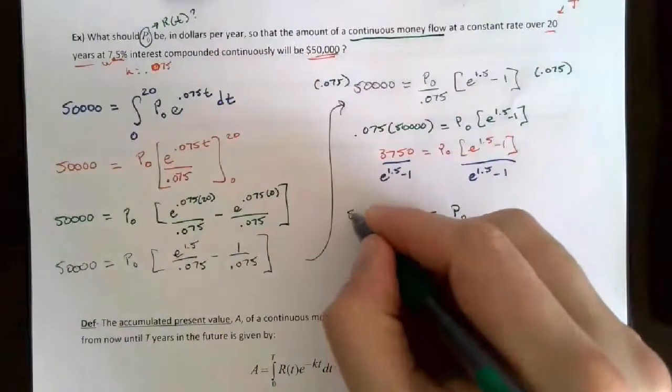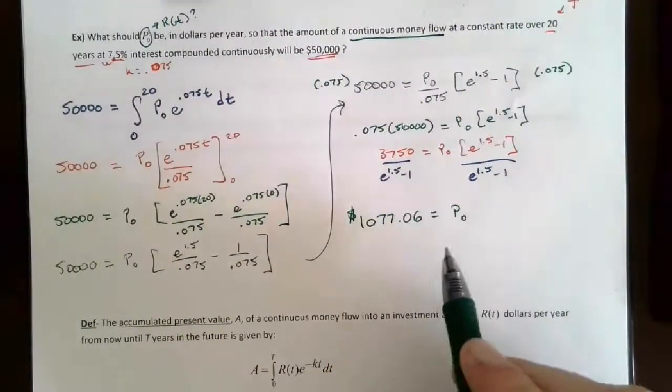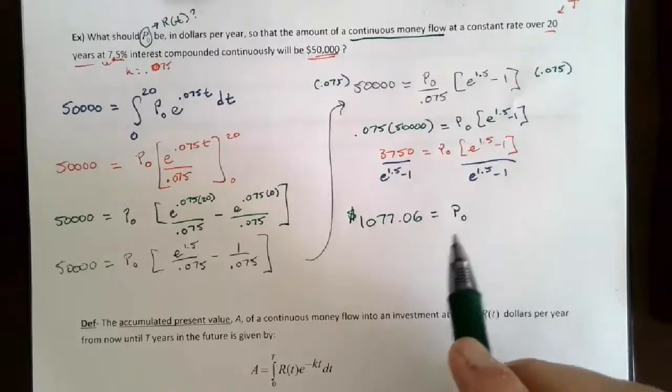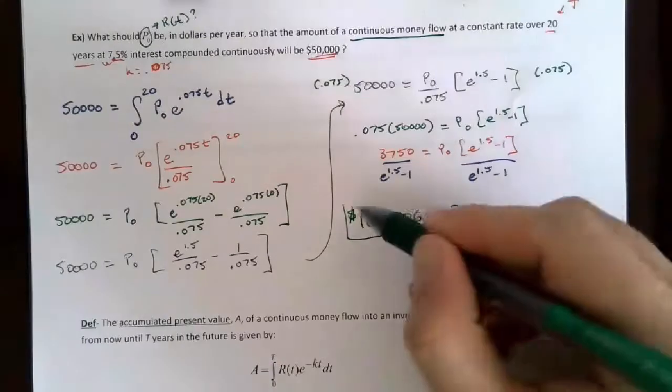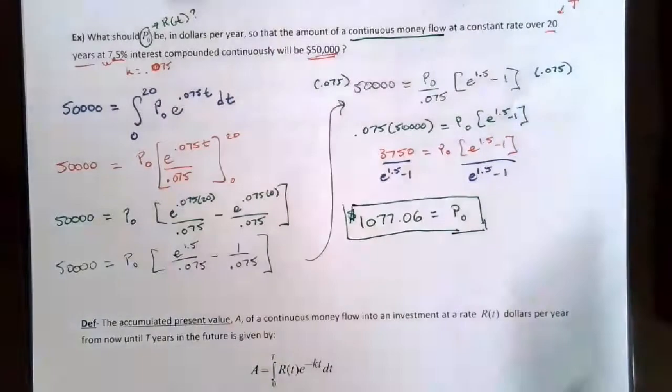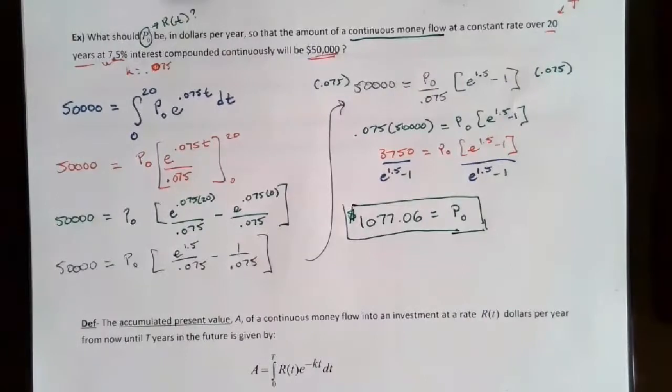Remember what this is. This is dollars. It's the amount per year you should be investing now into this account for 20 years. So you invest this amount, $1,077.06 per year over the 20 years at a 7.5% interest rate. So you'll have $50,000 in 20 years. All right, so when you see these formulas where you have this continuous money flow, investing a certain amount over time, all right, you want to use the formula that we had here for the future value.